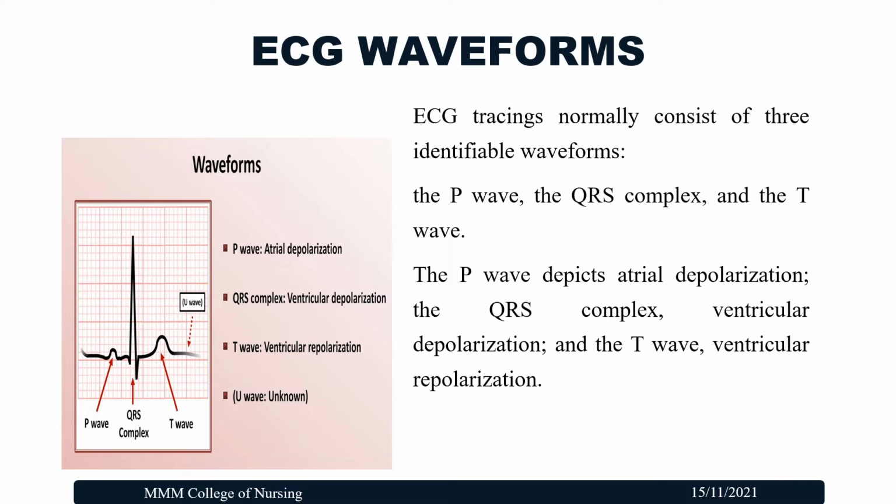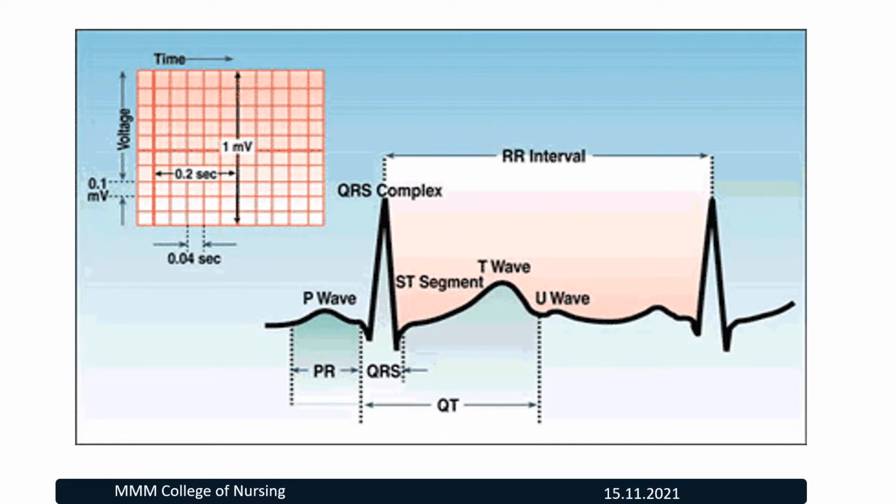This is the ECG image of waveforms. We have to know what the waveform is. Normally it consists of three identical waveforms, that is the P wave, the QRS complex and the T wave. The P wave depicts atrial depolarization, the QRS complex ventricular depolarization, and the T wave ventricular repolarization. This is the image of the P wave, QRS complex and T waves.